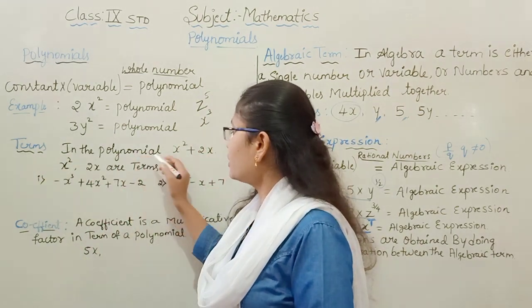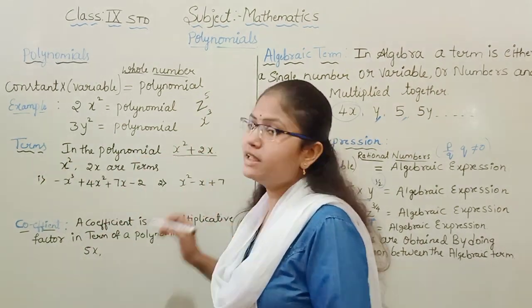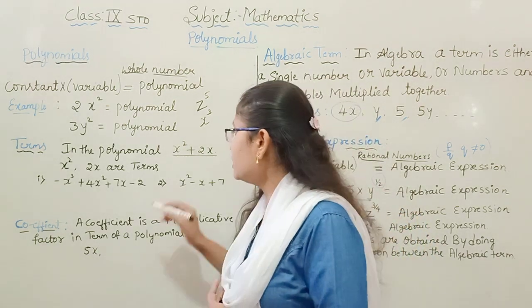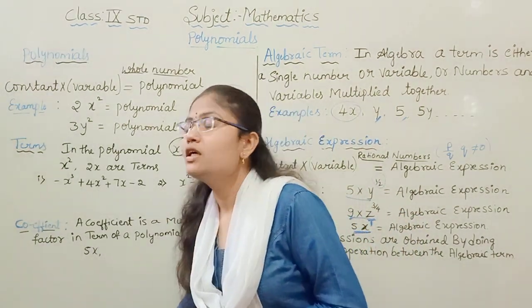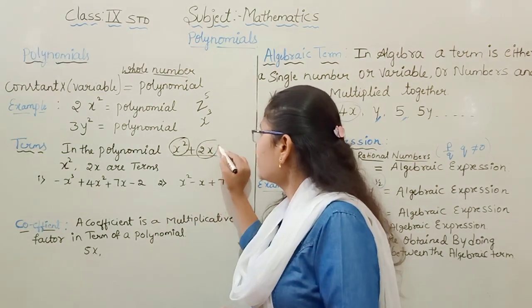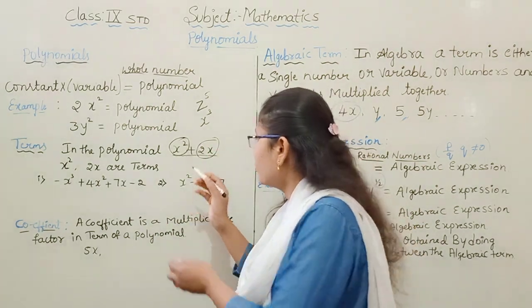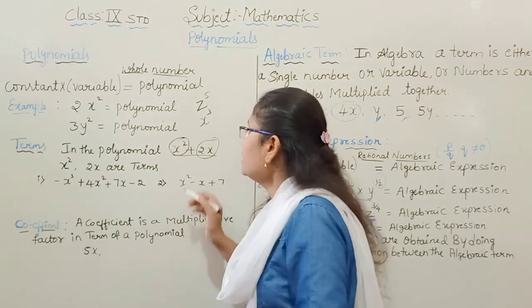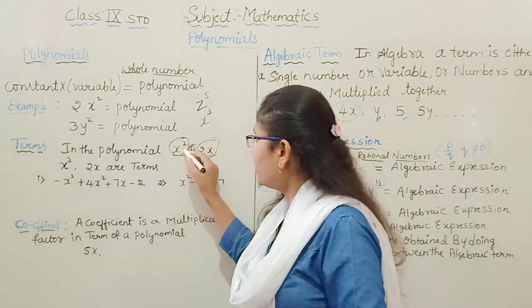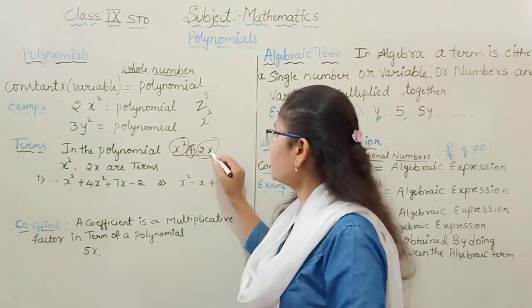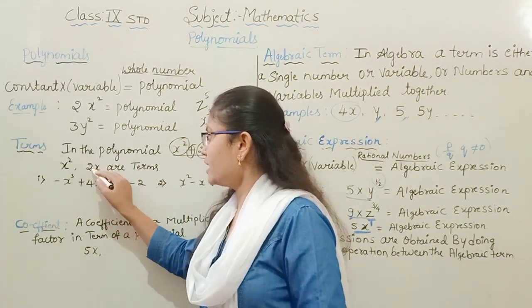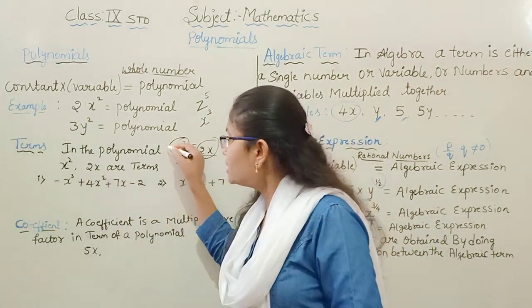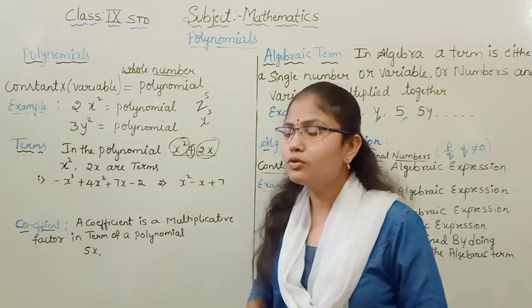Next, terms. Terms means what? In the polynomial, for example, if you consider x square plus 2x, here you can observe x square is one term of the polynomial and 2x is another term of the polynomial. These are separated by the plus sign. Therefore, x square and 2x are terms of this polynomial x square plus 2x.